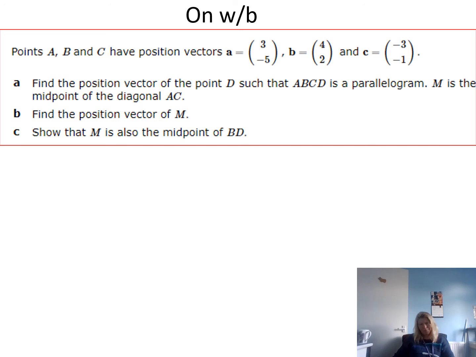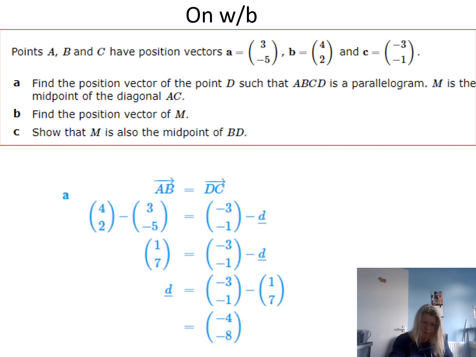And then M is a point on the diagonal A to C. Find the position vector of M. Show that M is also the midpoint of BD. So please pause the video, have a go, and shortly the answers will come. So maybe unpause now. We're ready.